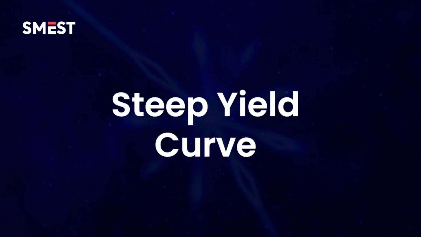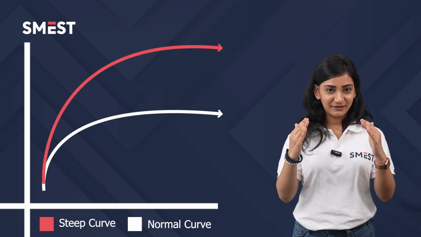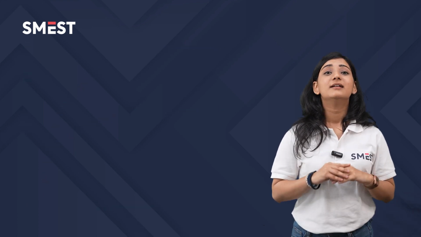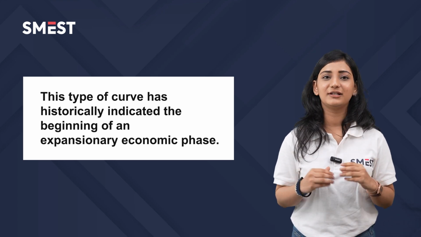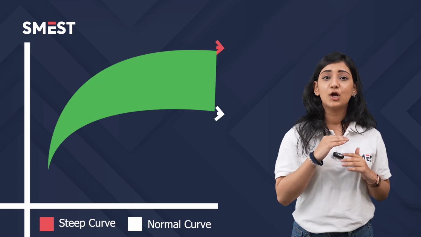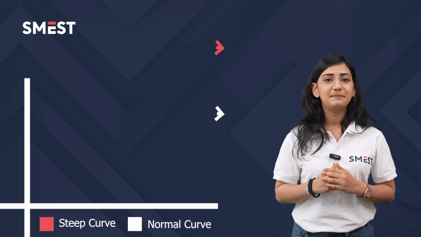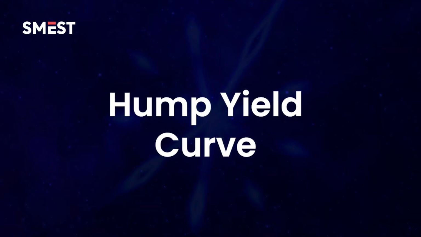Number 4, steep yield curve. A steep curve depicts that long-term yields are rising at a faster rate than short-term yields. This type of curve has historically indicated the beginning of an expansionary economic phase. The main distinction is that a steeper curve shows a great spread between expected returns over the short and long terms.